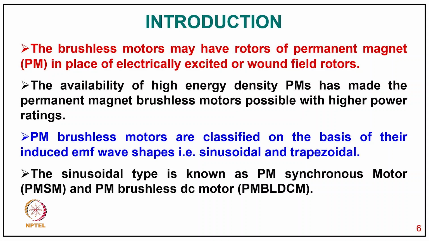And permanent magnet brushless motors are classified on the basis of their induced EMF wave shape, like sinusoidal or trapezoidal. The sinusoidal type is known as the permanent magnet synchronous motor or sine-fed motor, and the permanent magnet brushless DC motor is also known as a rectangular-pole or PM brushless DC motor.